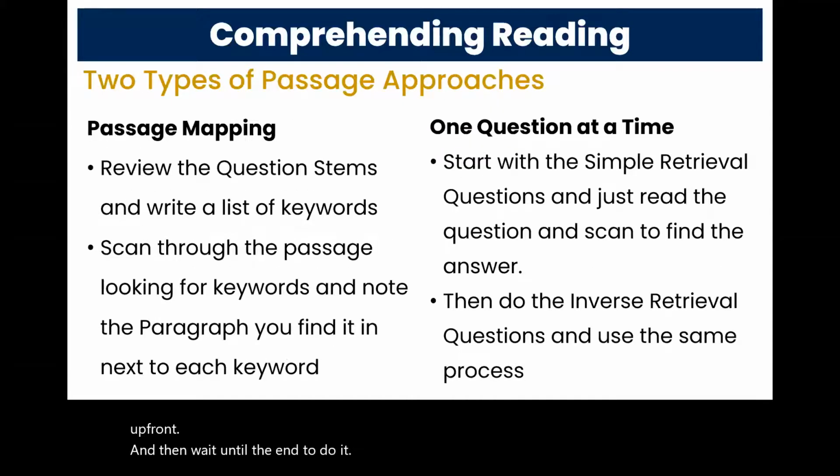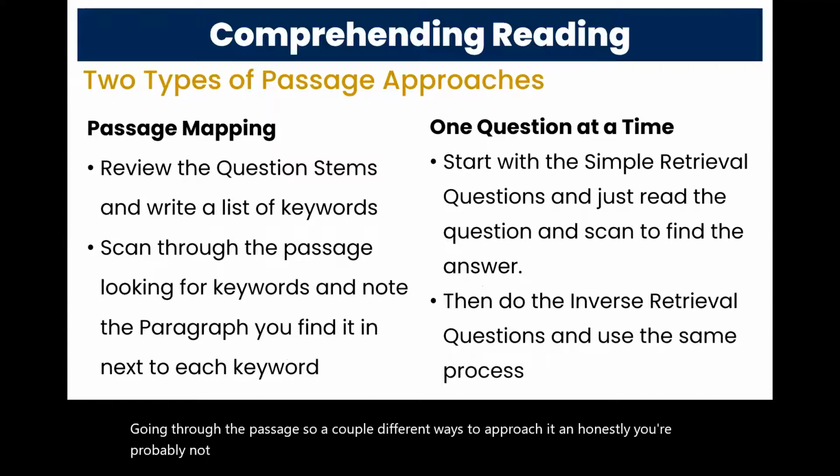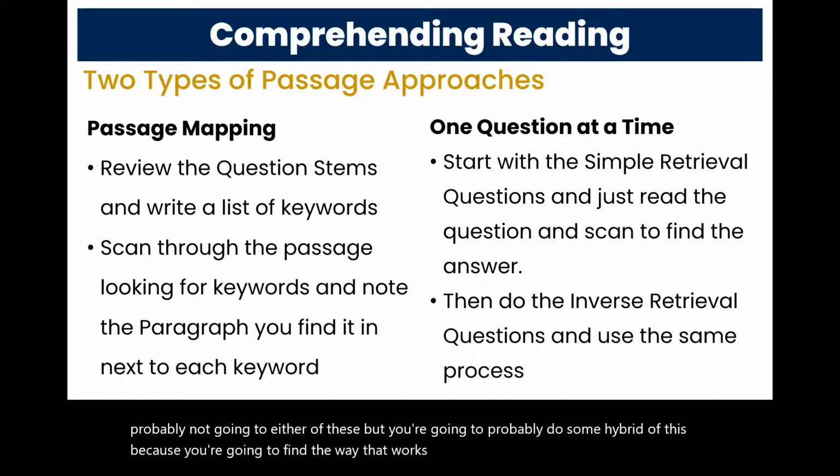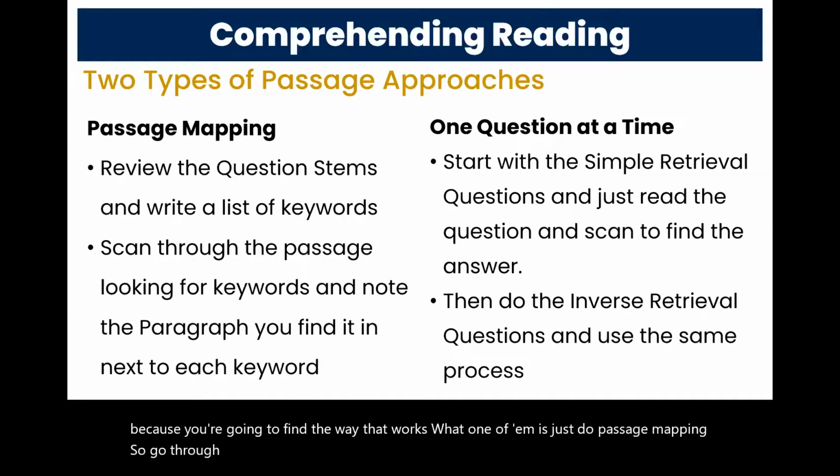Going through the passage, there's a couple different ways to approach it. And honestly, you're probably not going to do either of these, but you're going to probably do some hybrid of this because you're going to find the way that works. One of them is just like do passage mapping. So go through the question stems and write down a keyword from each question stem. And so you can do that on your scratch paper.